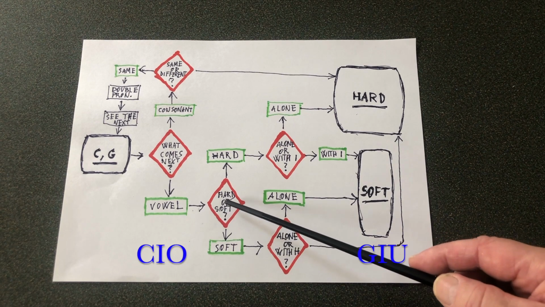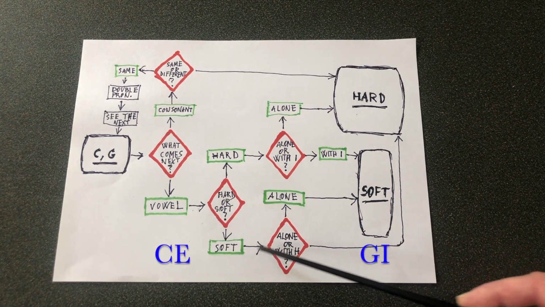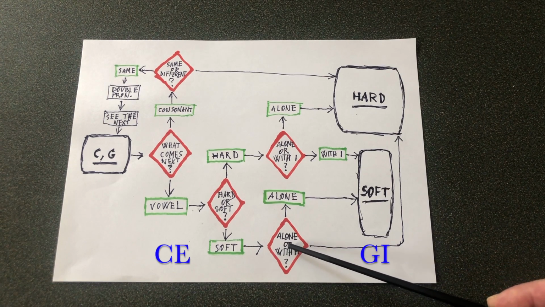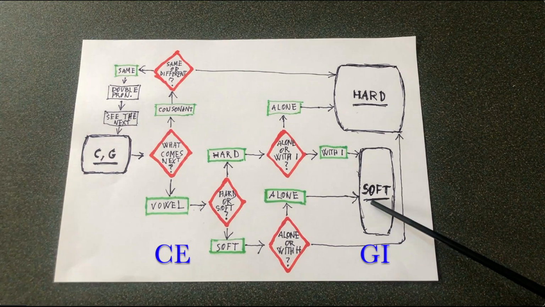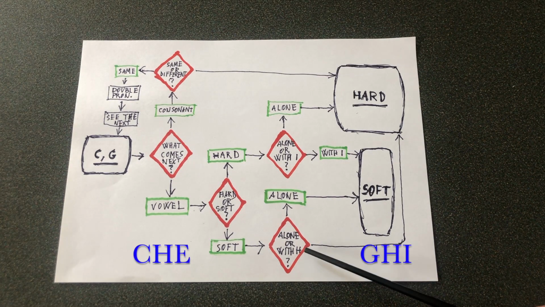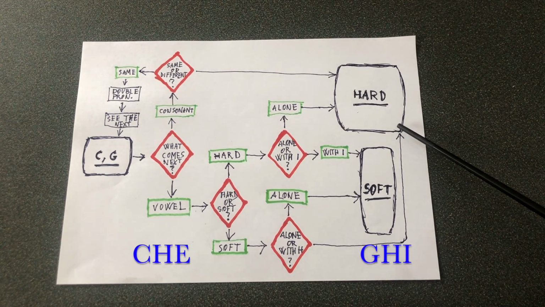Again, let's return to the second question. Other option, we see our vowel is soft. Then the following question, is it alone or with an H between it and the soft vowel? In case it's alone, its sound is soft. Instead, if we see an H in between, then the sound of the Ci or G is hard.